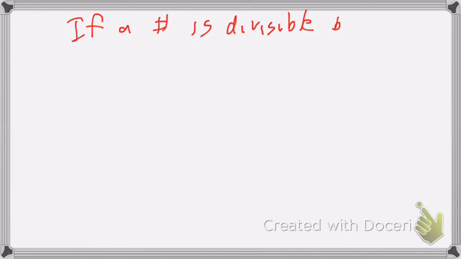So let's look at number 9. I'm going to look at number 9 because it's a little bit different. We're just going to do 3 on this one, and you guys should have it. So number 9. If a number is divisible by 20, then it is even.